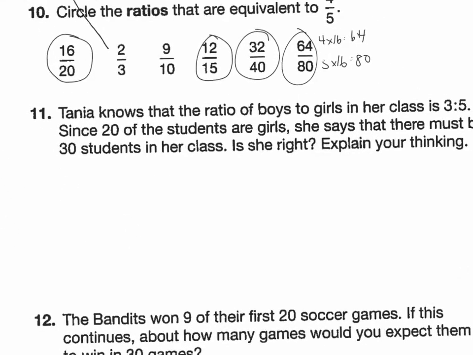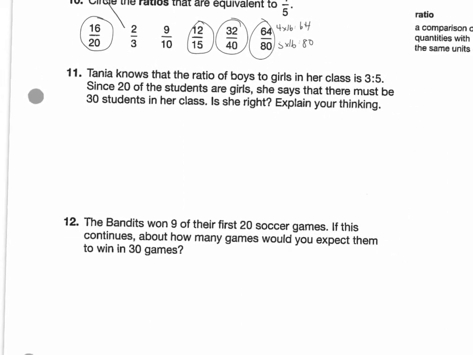Okay, last one. Last couple here. I'll leave these ones for you to do. All right, or I'll go through them. Ratios. Okay, so Tanya knows that the ratio of boys to girls in her class is 3 to 5. Since 20 of the students are girls, she says that there must be 30 students in her class. Is she right? Explain your thinking.